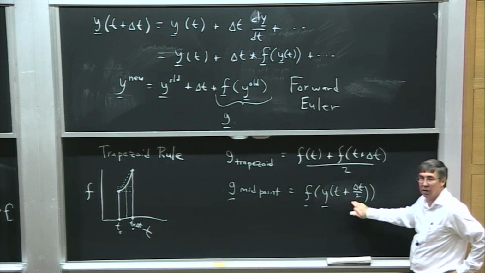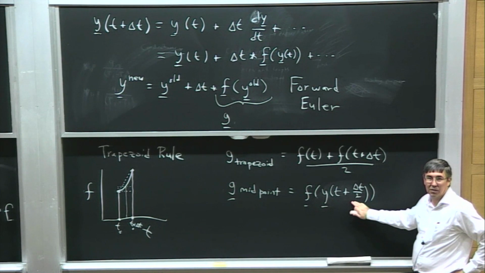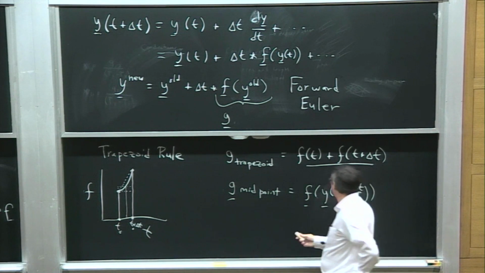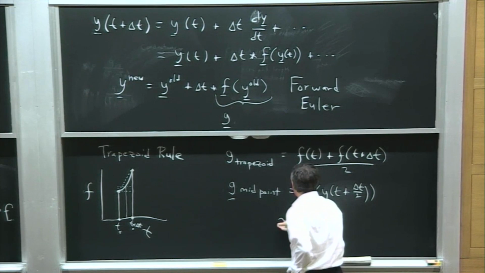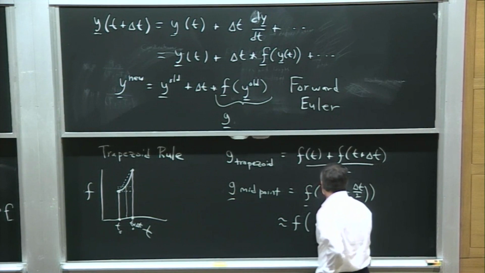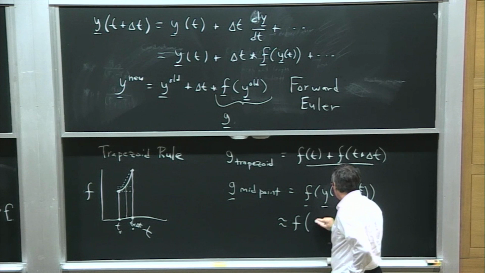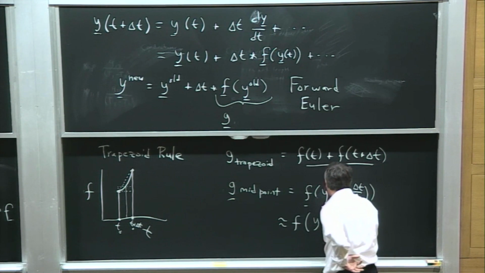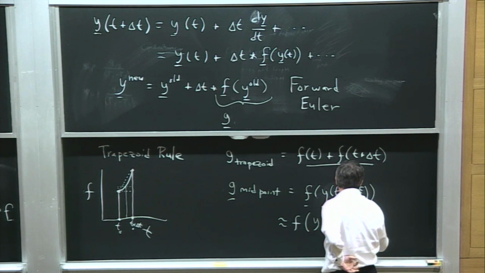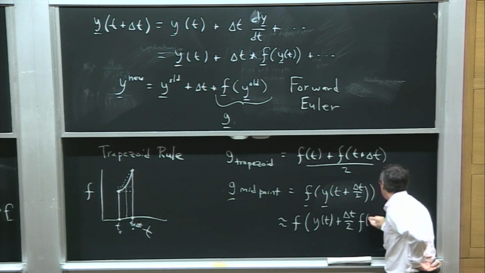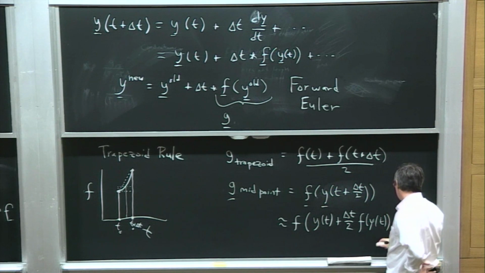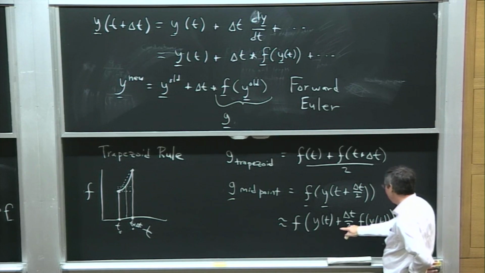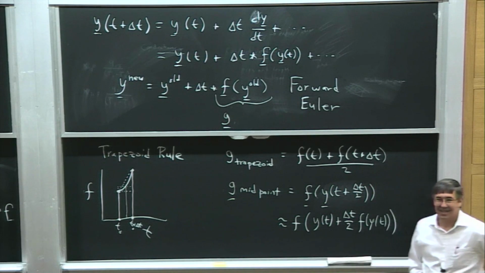But then you say, well, I don't know what y is at t plus delta t over 2, because I only know it at y of t. So then they say, well, let's do forward Euler for that. So let's say it's approximately f of, what's the forward Euler formula? It's y of t plus delta t over 2 times f of y of t. How many parentheses are there? 1, 2, 3. Okay.